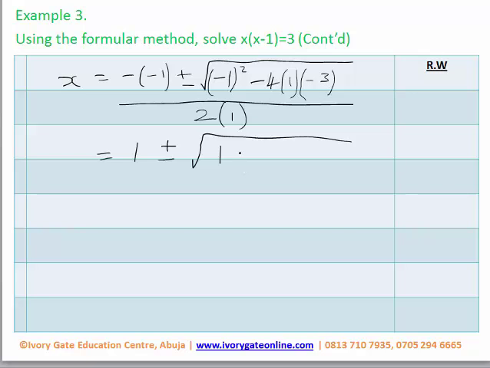This gives us, the minus times minus will give us plus. Then 4 times 1 is 4, times 3, 12, all over 2 times 1 is 2. Simplifying this further, we have 1 plus or minus square root of 13 all over 2.